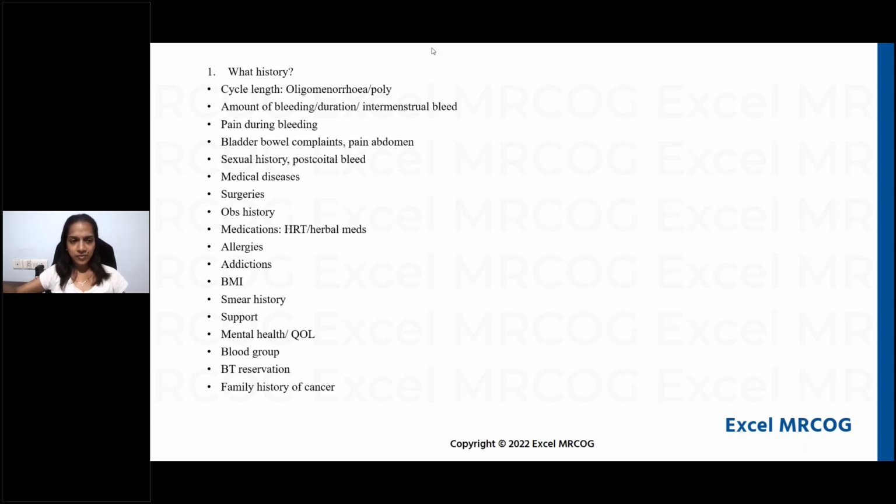Okay, so it may be a fibroid that is causing congestion and dysmenorrhea. So that is why. Then other things that you routinely ask, like bladder complaints, bowel complaints, pain abdomen, lower abdomen, sexual history, postcoital bleeding, medical diseases, surgeries, obstetric history, medications. Important, whether she's on any HRT or herbal medications.